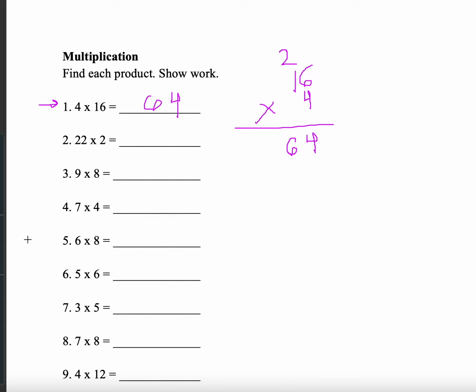Let's look at number 2, which is 22 times 2. It's pretty simple. We're just multiplying all 2's here. So 2 times 2, 4, and 2 times 2 again, which is 4 again. So that's 44.